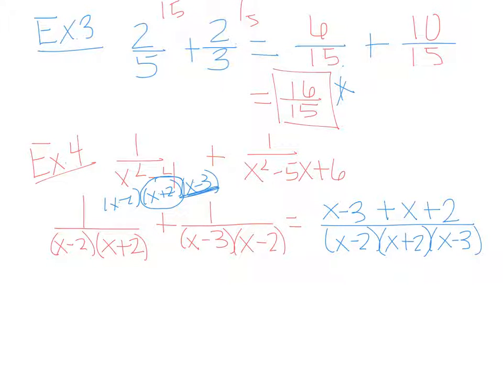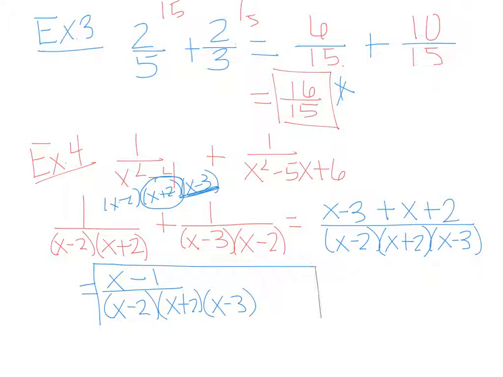Now I look at my numerators. Do I have like terms? The answer is yes. So I have x minus 1 over x minus 2 times x plus 2 times x minus 3. There's my answer. And then do not forget that x cannot equal negative 2, 2, and 3.